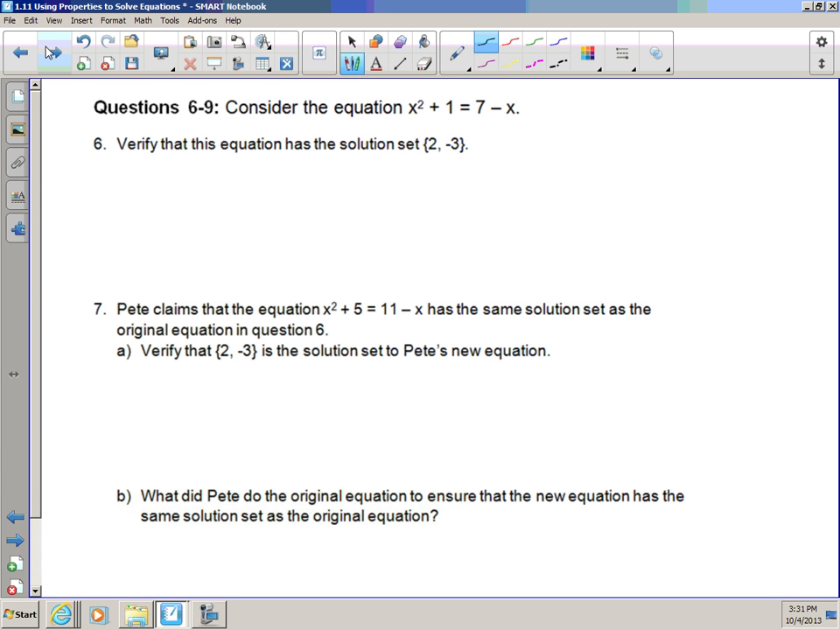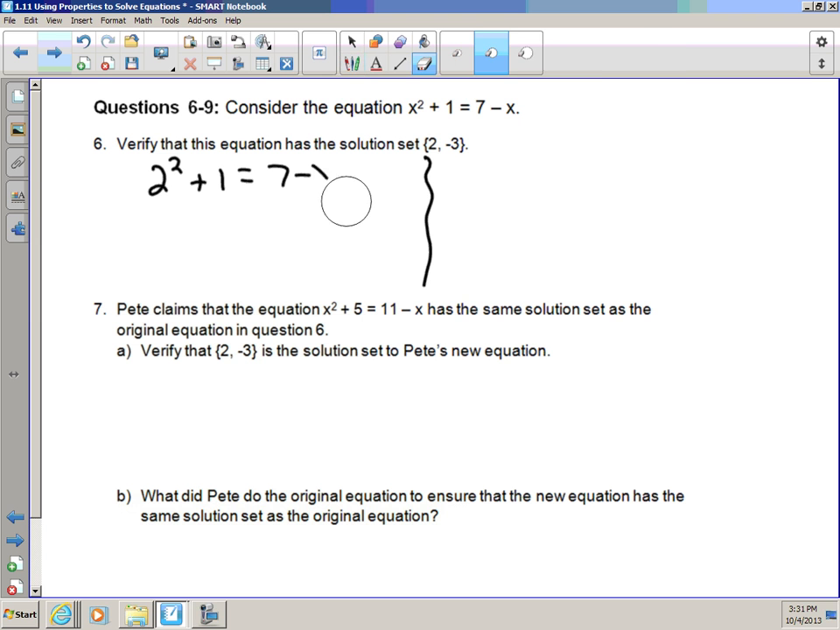Now, you are asked to verify that 2, negative 3 is a solution set to this equation. This is not the coordinate 2 comma negative 3. It's 2 separate solutions. That's what the braces represent. So 2 separate times I have to substitute 2 in place of the x. And you'll see it's a very straightforward numerical statement. Does 4 plus 1 equal 7 minus 2?